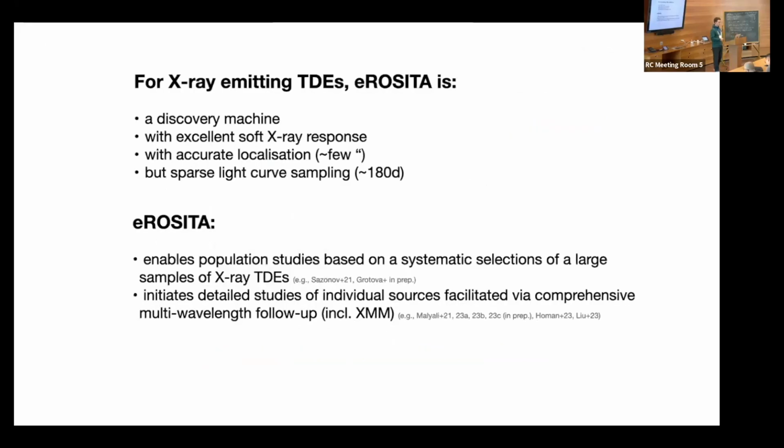For TDEs, eROSITA is excellent at discovering them. It has excellent soft response and localization of point sources to a few arcseconds. But the drawback is that we have sparse light curve sampling. So it's excellent for discovering the systems, but if we want to infer more about the properties of each system, then you have to trigger a multi-wavelength follow-up. For the majority of the sources, we've only got a sparsely sampled light curve, and we have to use that for population studies.